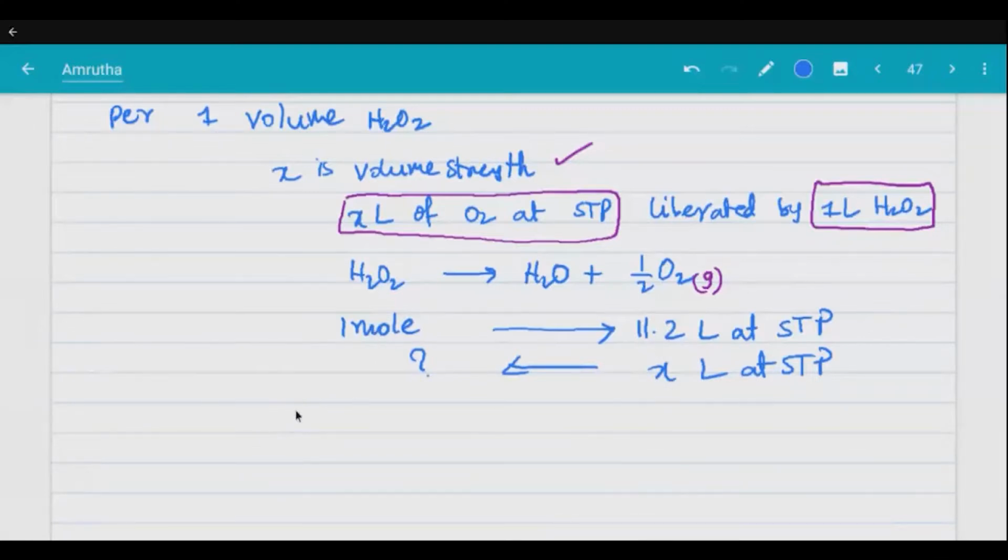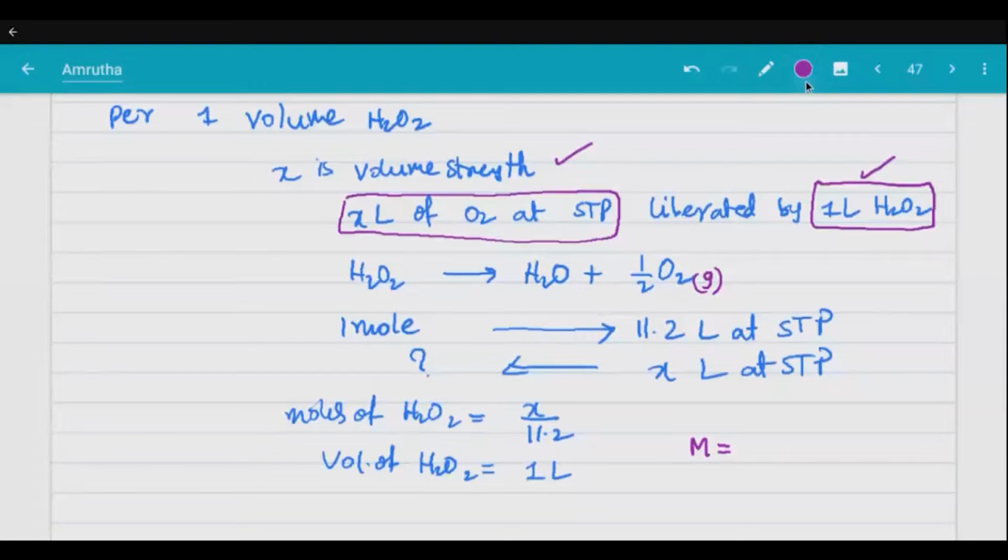This is just unitary method, no? So moles of H2O2 is how much? X by 11.2. Volume of H2O2 is how much? Volume of H2O2 is equal to 1 liter. This is by definition, by default, no? Volume strength means X liter liberated by every 1 liter. So moles and volume is given. So molarity is simple now. Molarity is equal to moles by volume in liter. So molarity is X by 11.2.